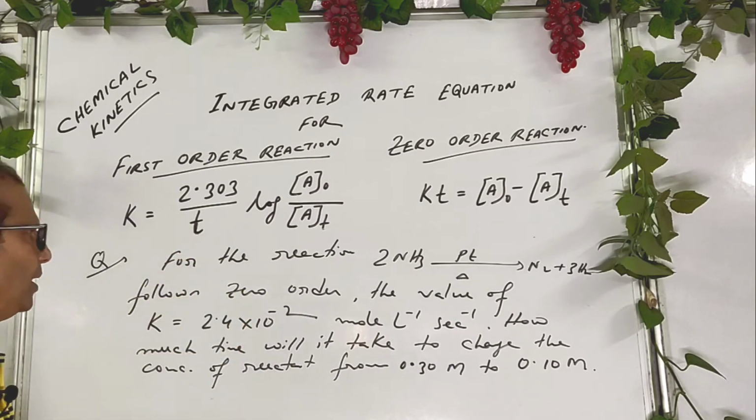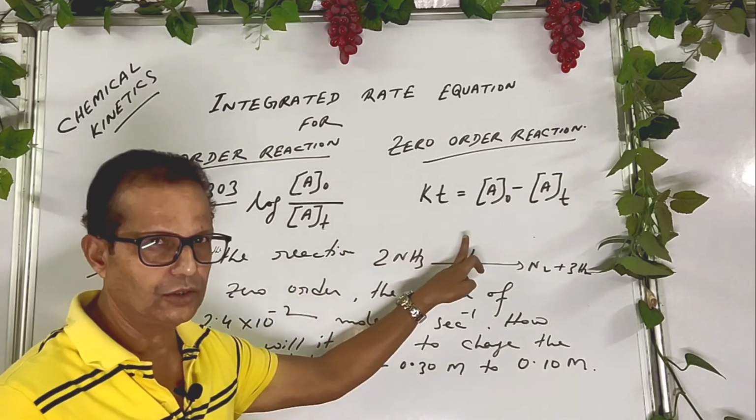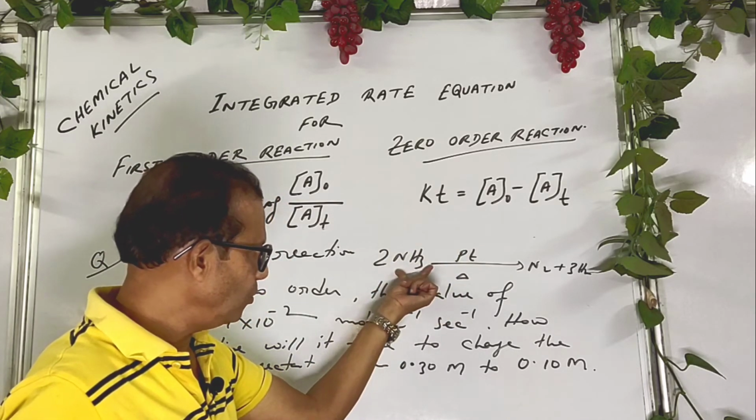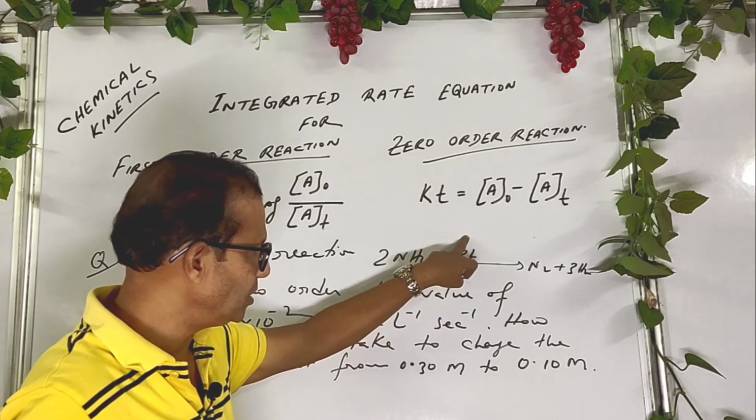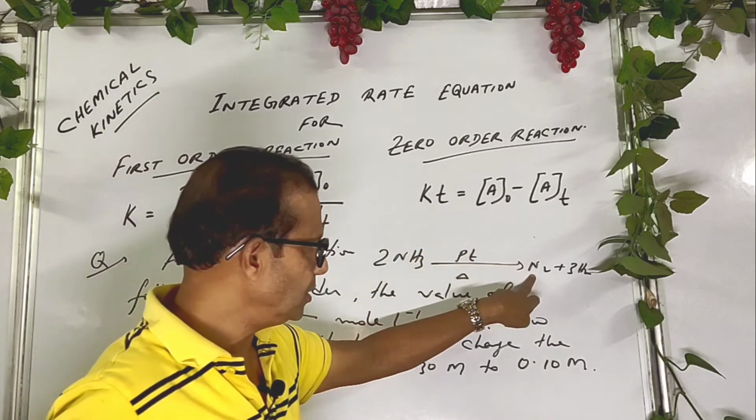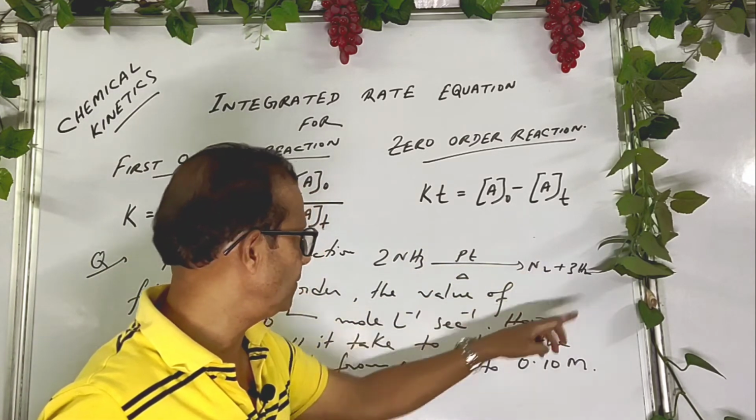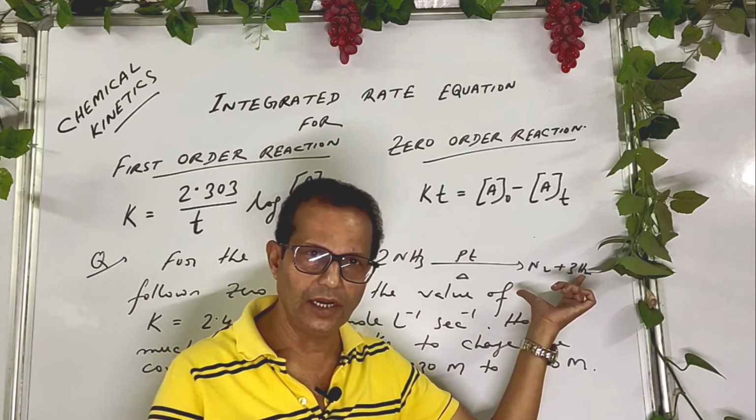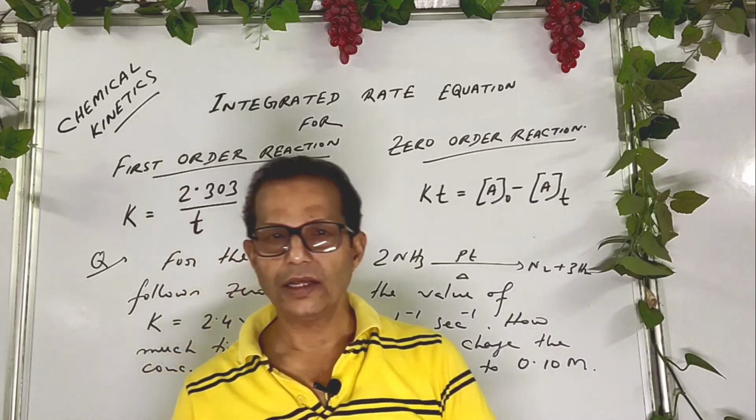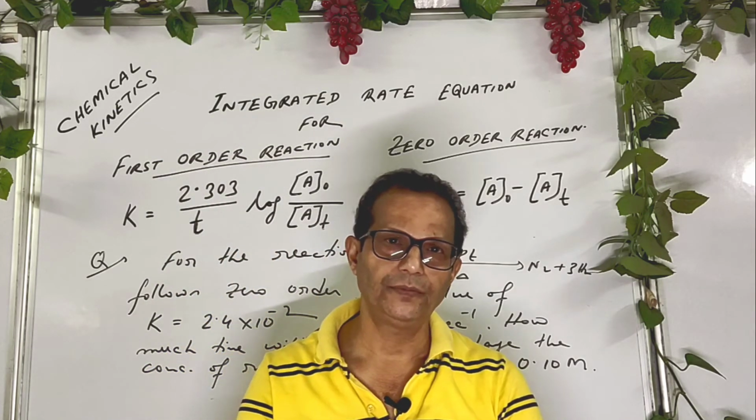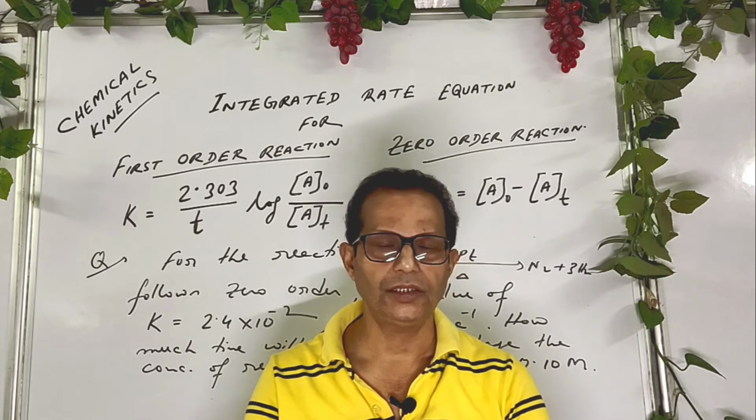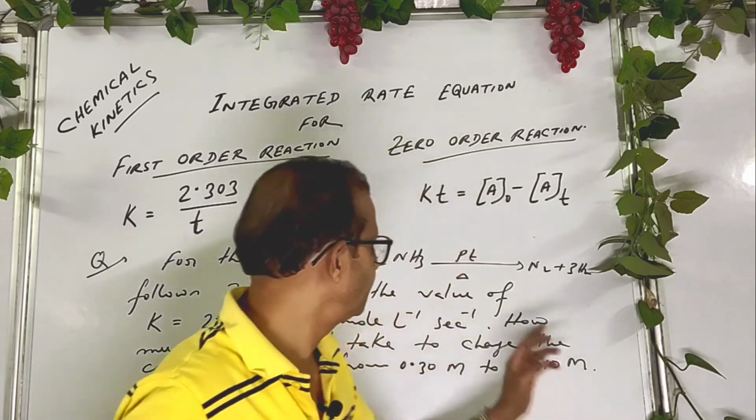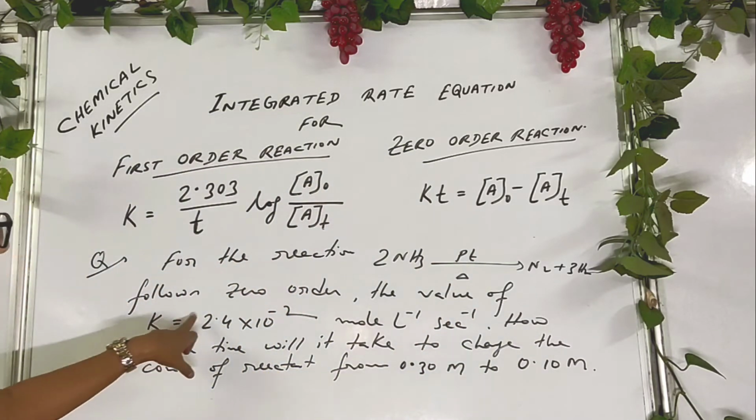So follow the reaction, remember it. This is also an example of zero order reaction. When ammonia is heated in presence of platinum, it changes to nitrogen and hydrogen. Remember it, this is an example of zero order reaction. Another, I have already told you that a zero order reaction is any photochemical reaction. K is given.